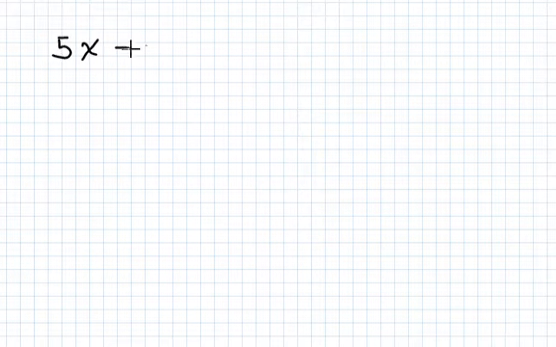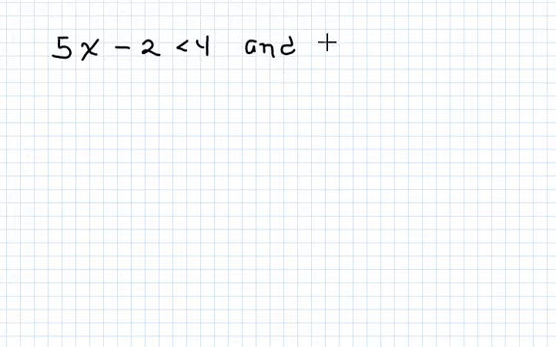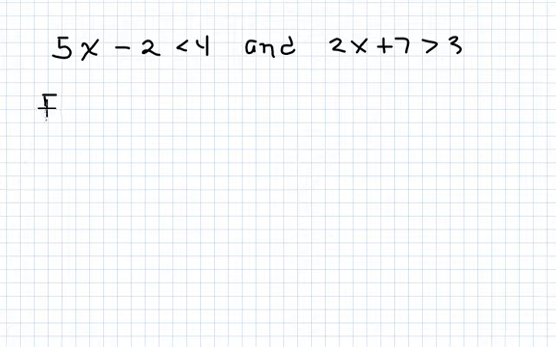5x minus 2 is less than 4 and 2x plus 7 is greater than 3. So what we're going to do is work on each one of these separately, and let's get rid of this minus 2 in here. Right, so you should know the drill by now.